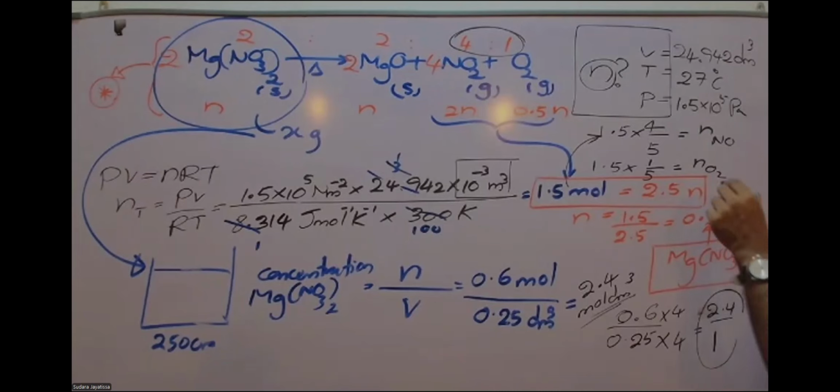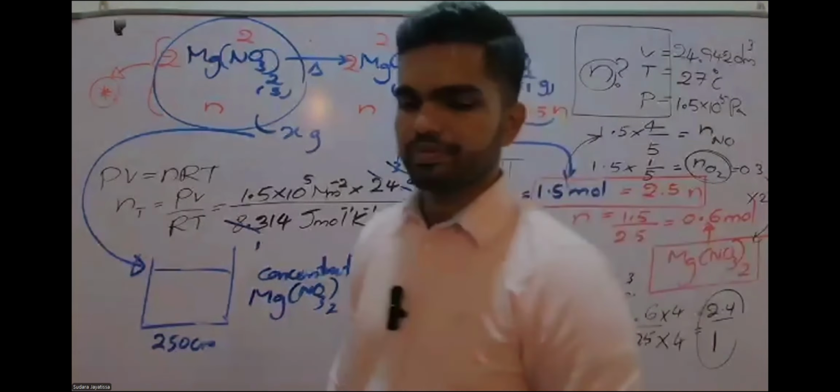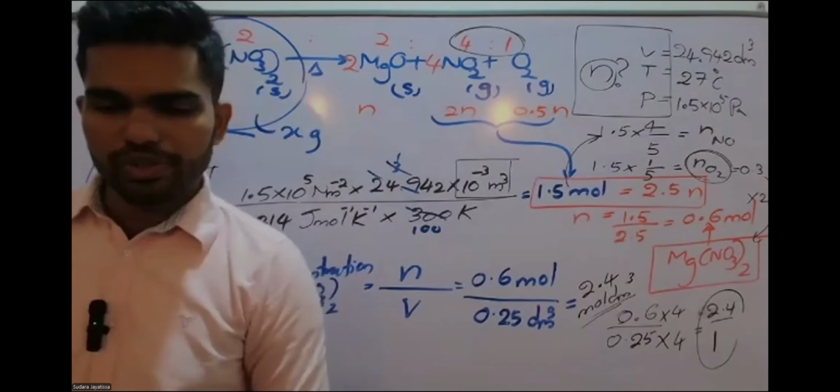So then you are having 2 times the moles of oxygen from your compound. Okay, here you are getting 0.3 now. So then you have to multiply that one by 2 to get the number of moles of magnesium nitrate. Okay, so that is also fine.